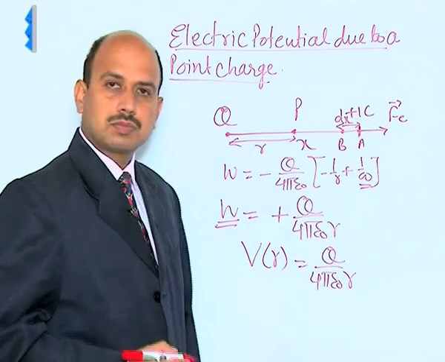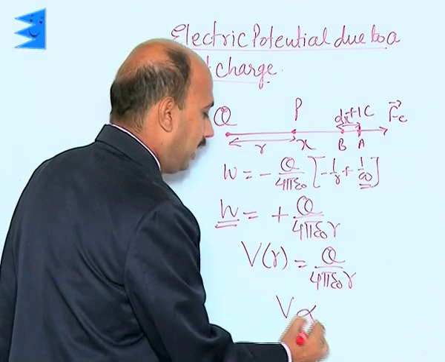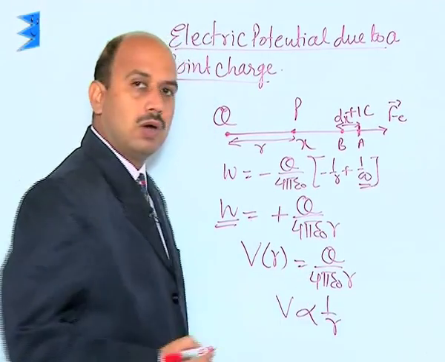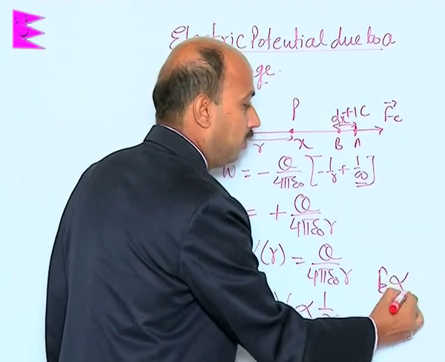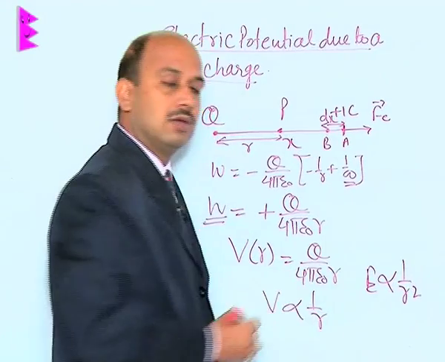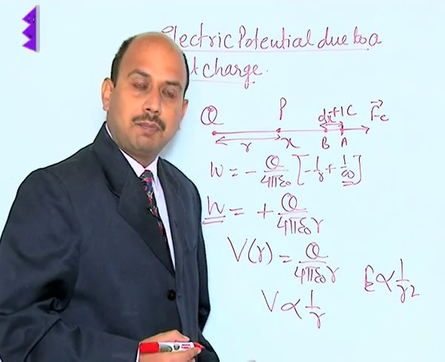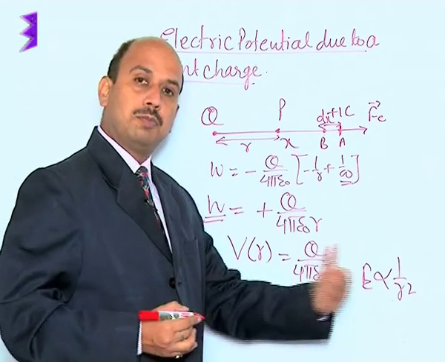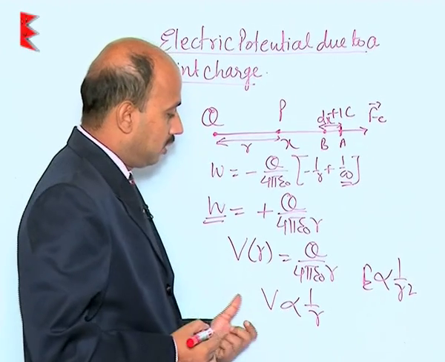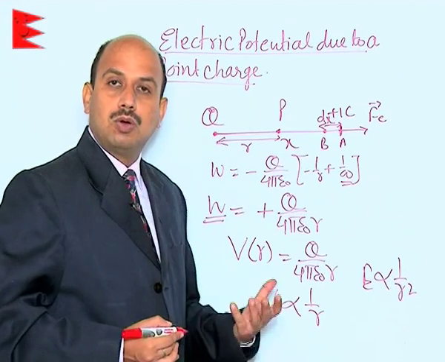So, here we can write V is inversely proportional to r, but we have also done in the previous chapter that E is inversely proportional to r square. It means the electric field at a point due to a point charge is inversely proportional to the square of the position vector, whereas the potential is inversely proportional to r.